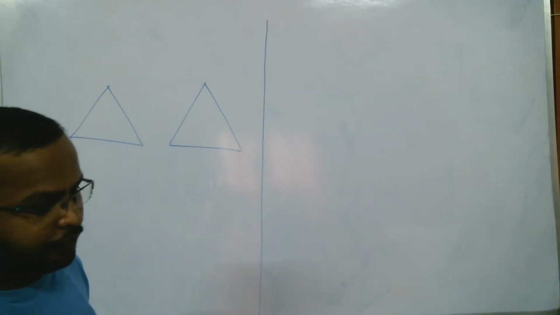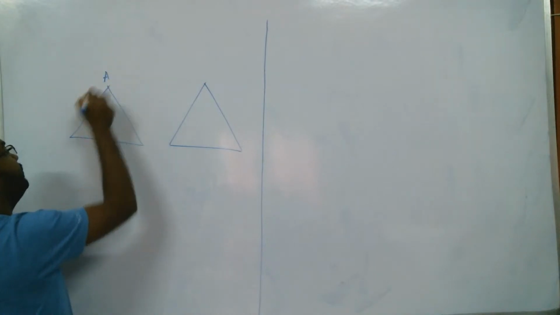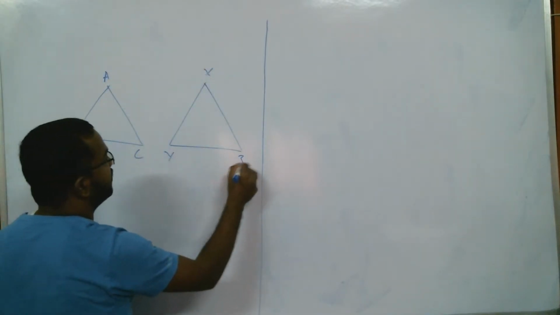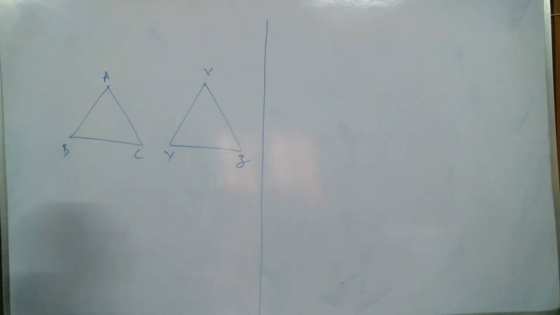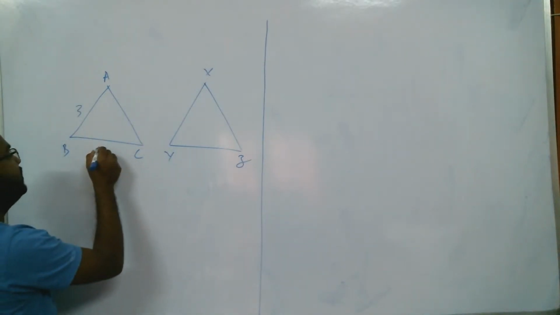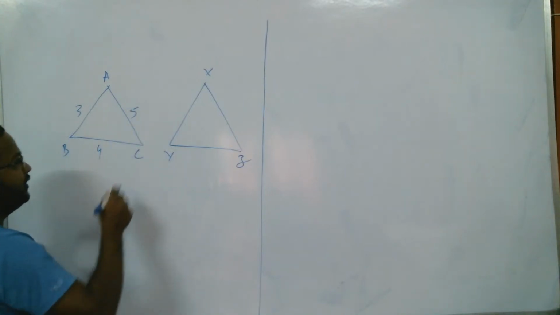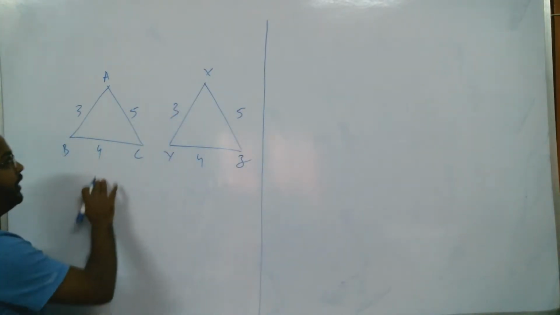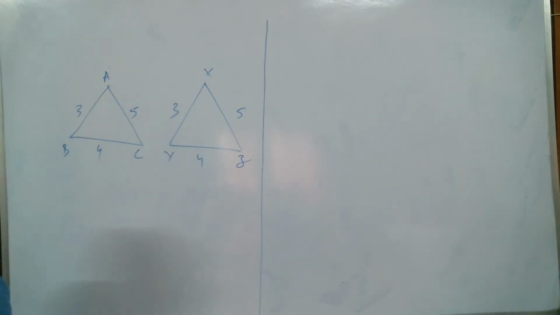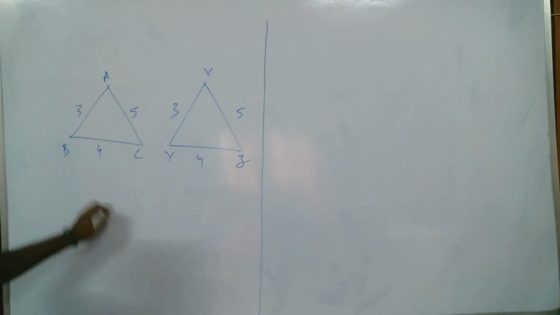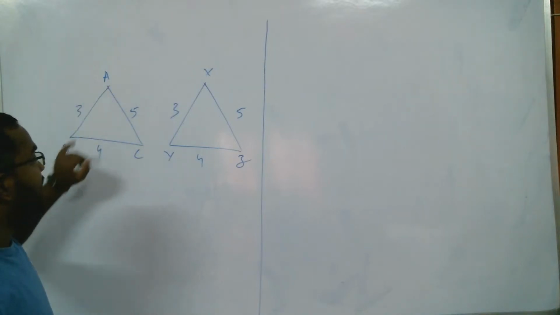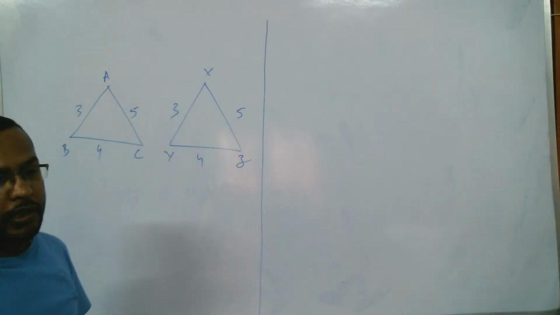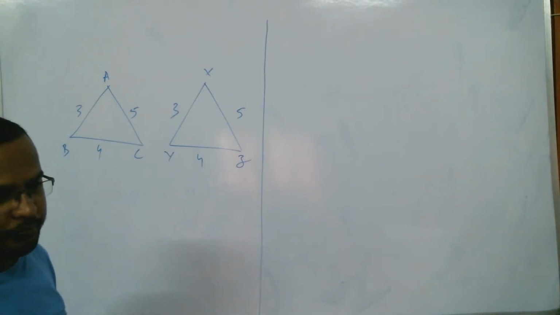to each other. Let us name it as A, B, C, and this one as X, Y, Z. Now let us take this as 3 and this one as 4 and here 5, and here 3, 4, 5. The sides are 3, 4, 5 and here also the sides are 3, 4, 5. So now in order to prove triangle ABC and XYZ as congruent, we need a minimum of 3 things.